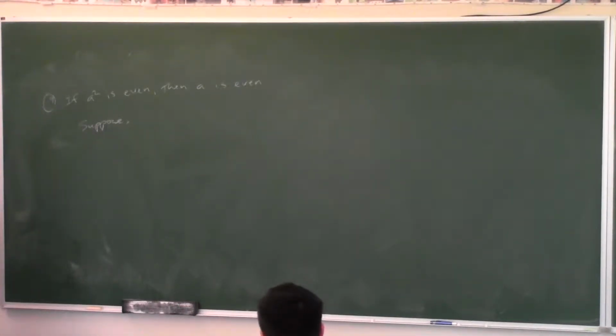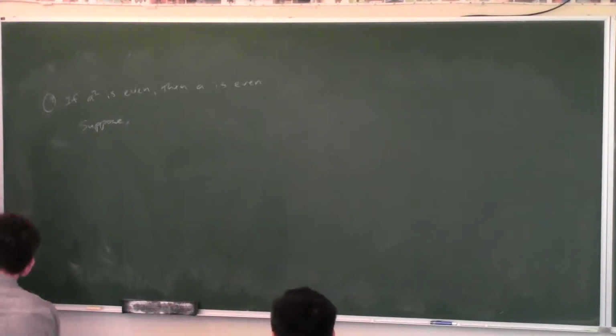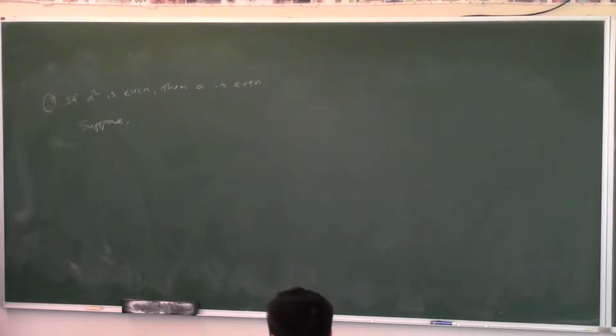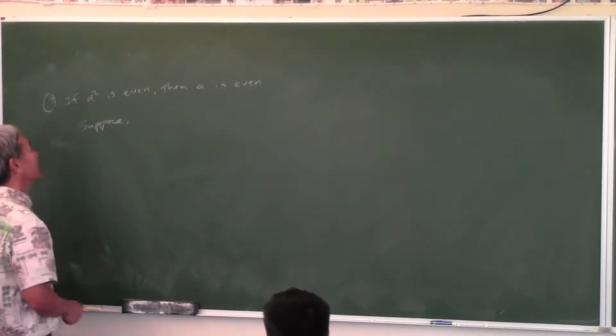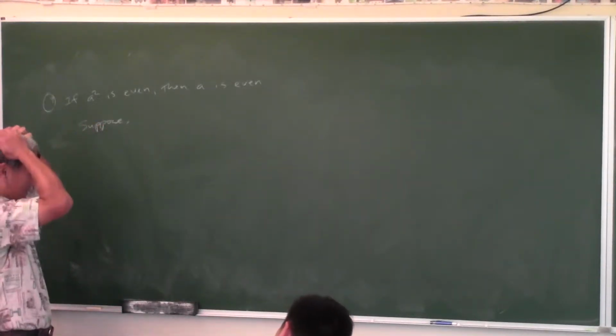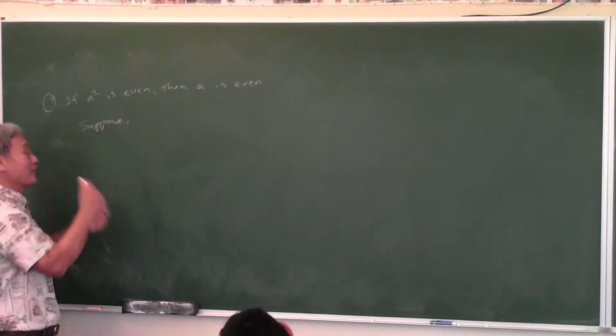So, suppose that this statement is false. A squared is odd. If a squared is even, then a is odd. Oh, not. Yeah, it is. Okay, so suppose not that a squared is odd. No, we're gonna... No. I guess we forgot our logic.